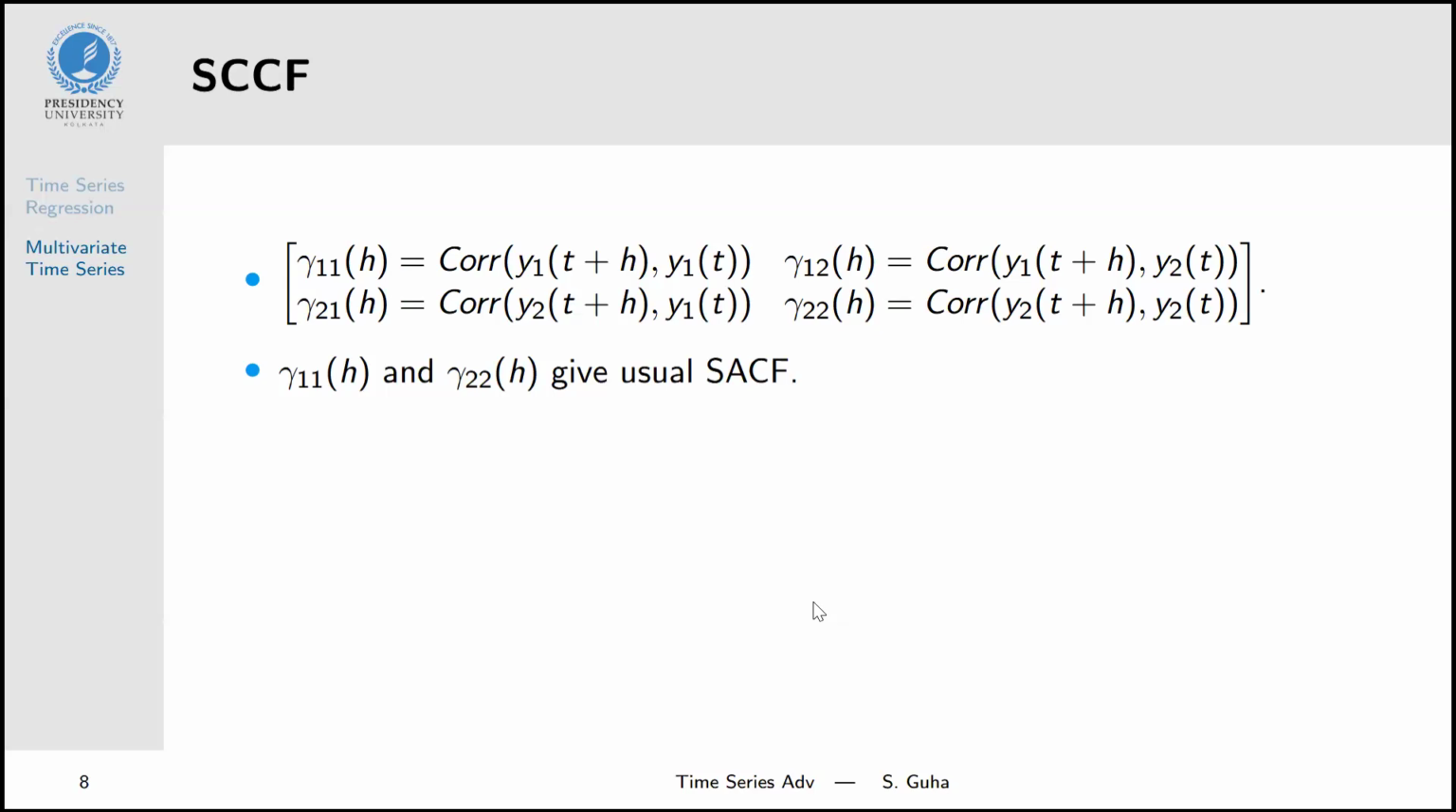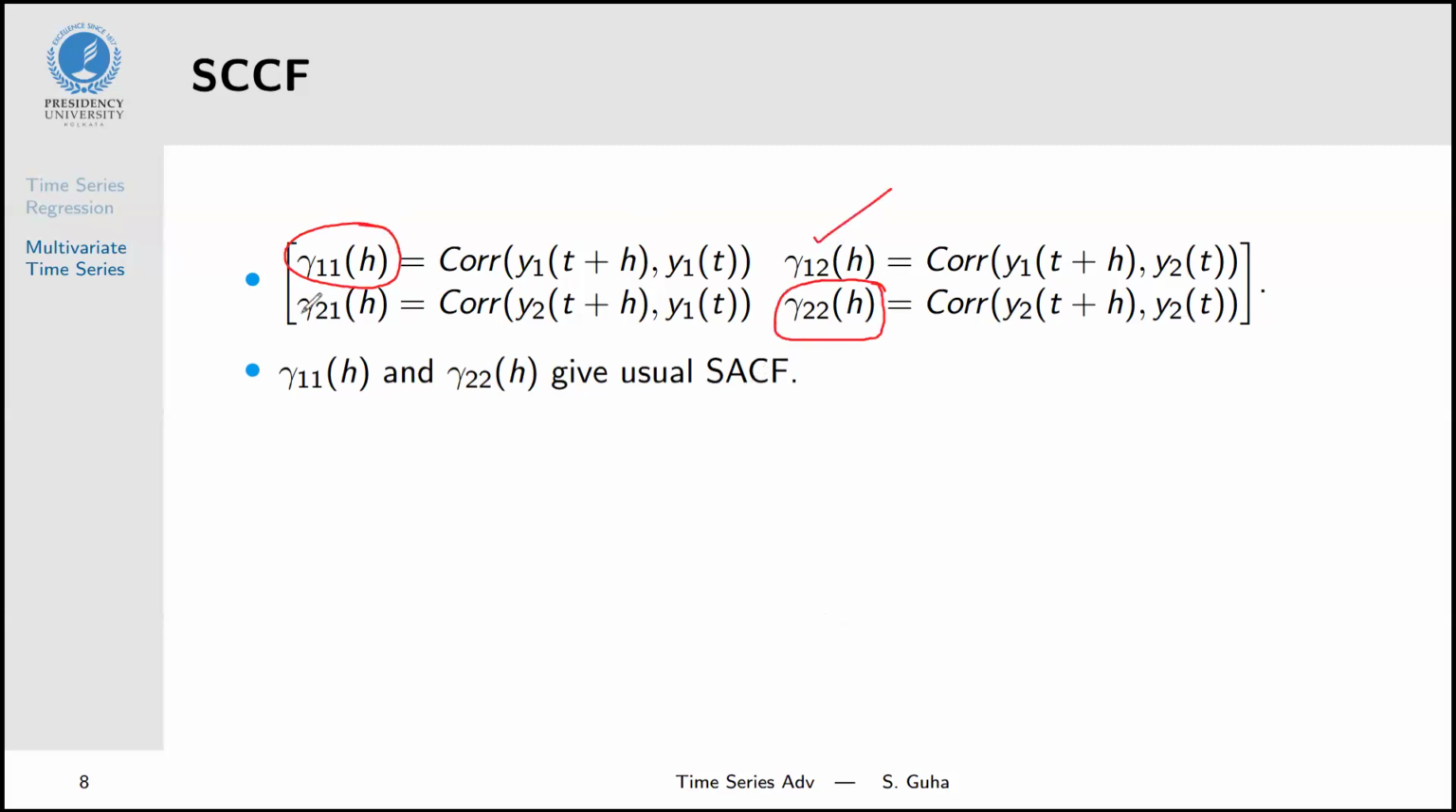Now when you are considering multivariate time series data, or for example bivariate time series data, then you also have to check such a sample autocorrelation function for the second variable. These are given by the sample autocorrelation function for the first variable, given by this, and the sample autocorrelation function for the second variable, given by this.